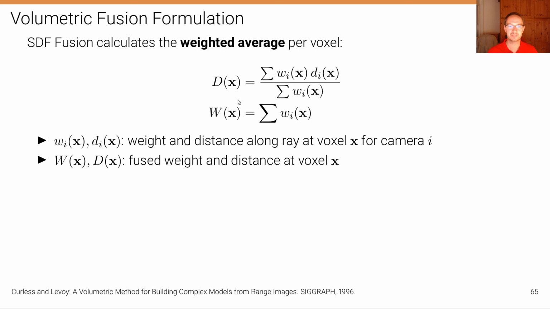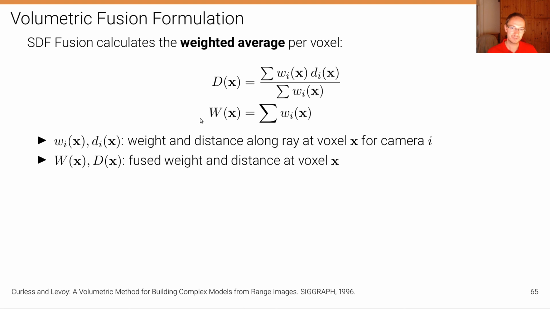And this expression here at the bottom is simply the fused weight, the sum of all the weights. This is the sum of the weights, and this is the fused distance. So we normalize by the sum of the weights. And we distinguish the fused distance and the individual distance by using an uppercase symbol for the fused distances, and a lowercase symbol for the individual distances of individual cameras, individual measurements.